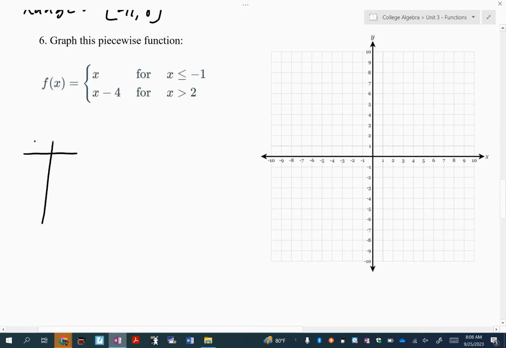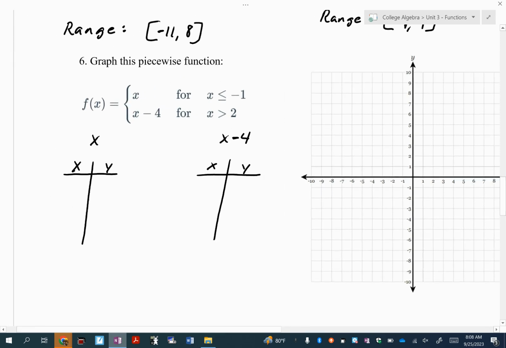That's okay. So I'll show you real quick. I make t-charts for both of these pieces of the function. The first piece is the function x. The second piece is the function x minus 4. So I'm looking for values that are less than or equal to -1. So here's some values that are less than or equal to -1.